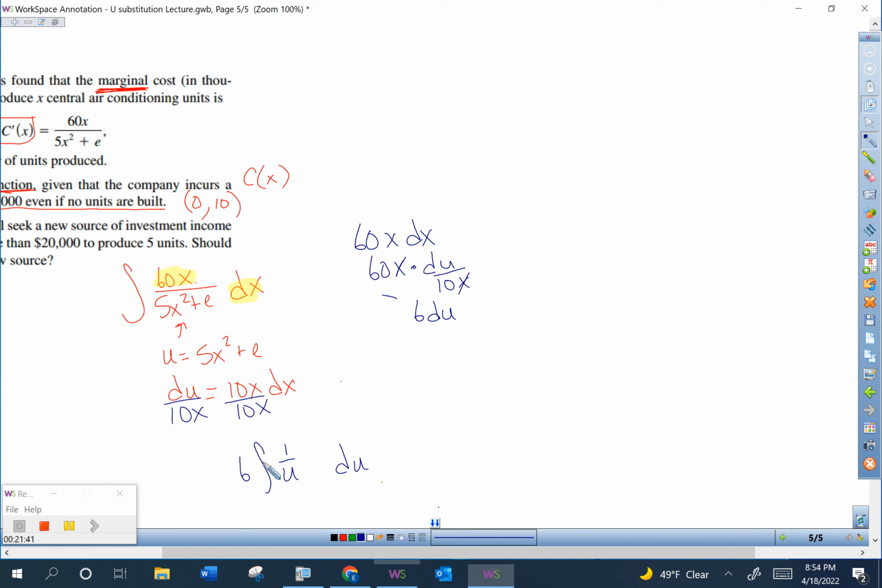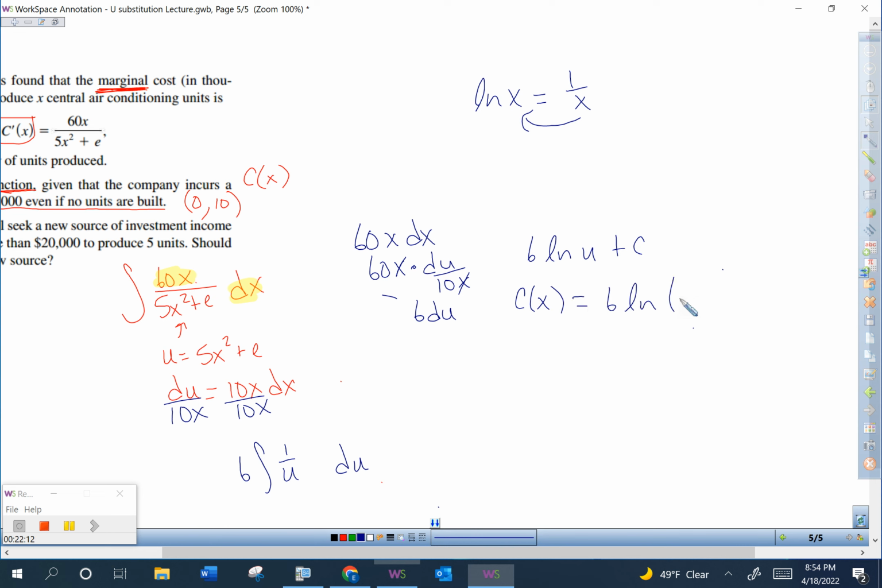Instead, we're going to flash back here and remember that antiderivatives is just going backwards from a derivative. Okay, so the natural log of x was equal to 1 over x. Okay, with that, we're going backwards. We've got our 1 over u here. It goes to the natural log of u. So this is 6 natural log u plus our constant. Subbing back in, we've got our function being 6 natural log of our 5x squared plus e, and there is some constant that we have to figure out.